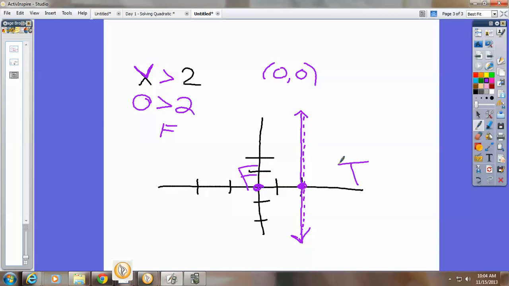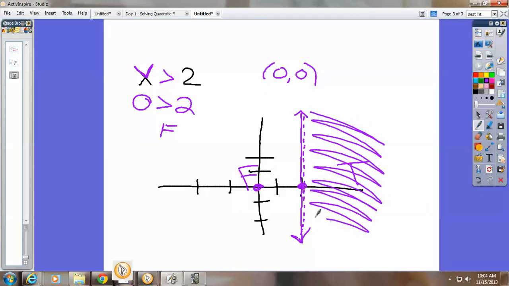We want to shade the true side. We would shade the right hand. And this should make sense because values that are greater than 2, aren't they going to be to the right of 2 on your number line? 3, 4, 5, 6. Those all have x values that are greater than 2.